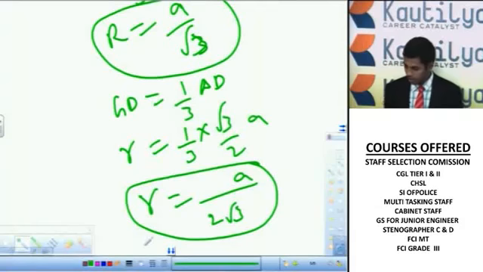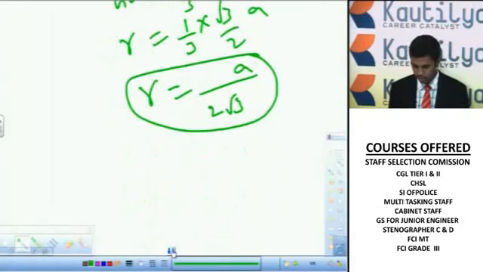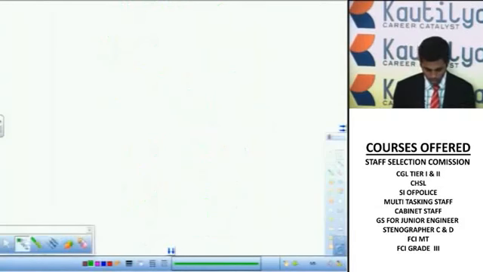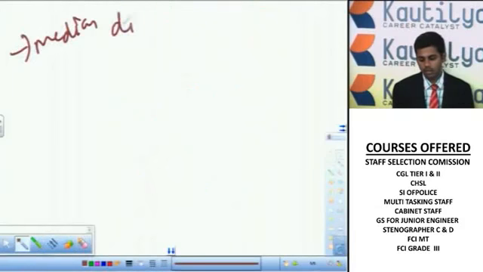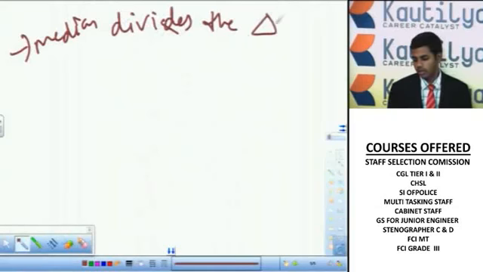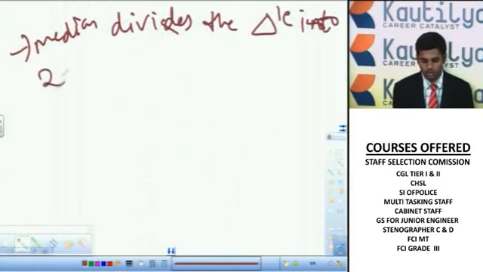Okay. Coming to the next important thing: a median divides the triangle into 2 equal halves.